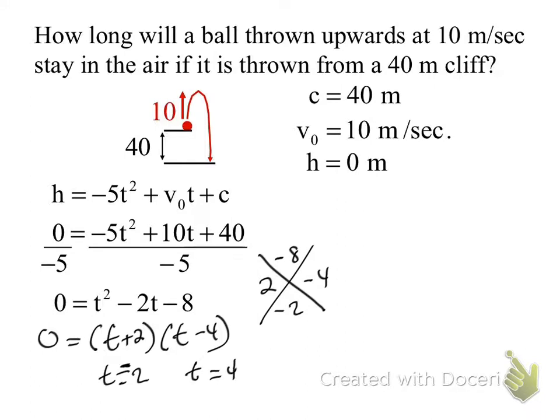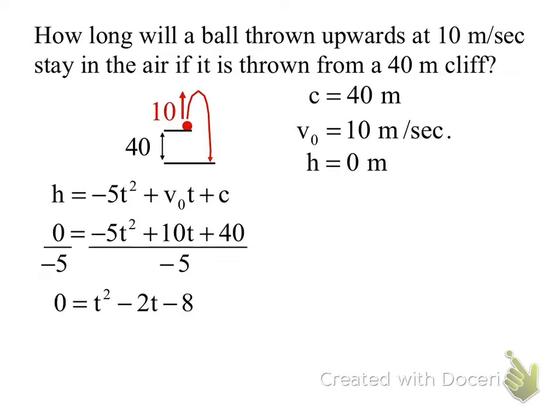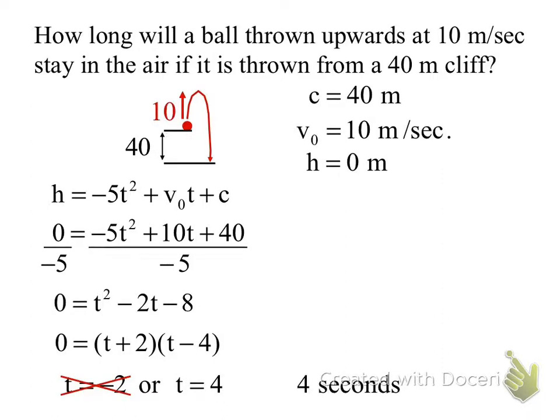So are both of them correct? No. What is the best answer here? 4. For what? 4 seconds. Okay? 4 seconds because time can't be negative. Questions?